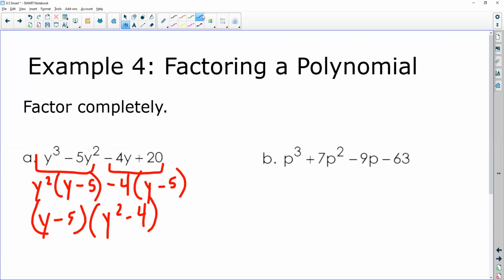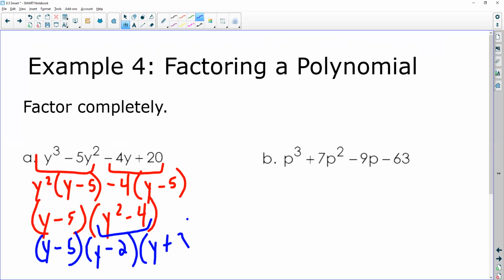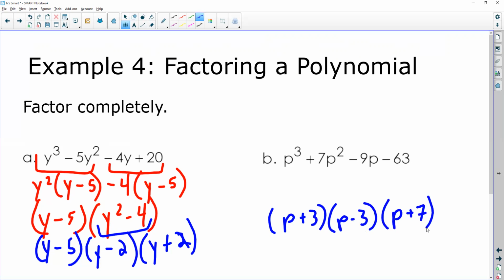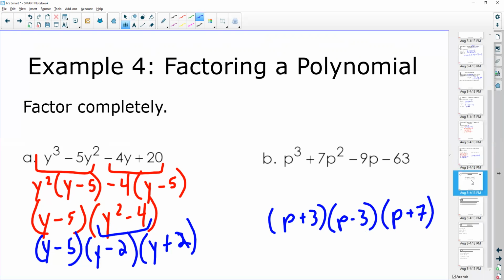Now I need to notice that y squared minus 4 is a difference of squares. And I need to go one step further. So y minus 2, y plus 2. You try the next one. Same thing, 4 terms should always say to you factor by grouping. When you're finished, you should have p plus 3, p minus 3, p plus 7. If you get stuck, come to the discussion and know how to ask for help.